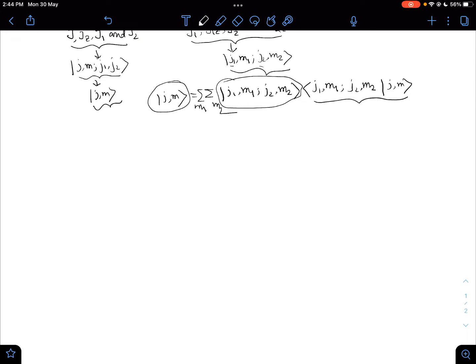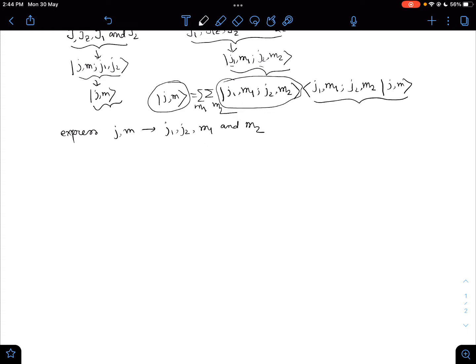Now let us proceed. In the problem we have to find the eigenvalues of j square and jz, which are in terms of j1 square, j2 square, j1z and j2z. That means we have to express |jm> in terms of j1, j2, m1 and m2.